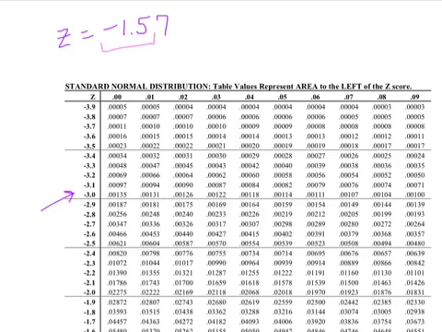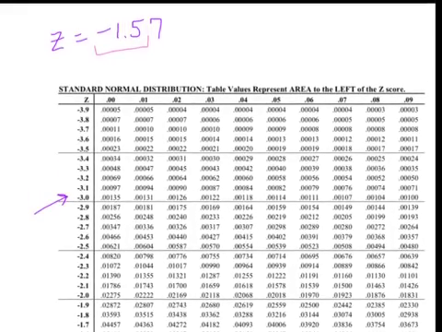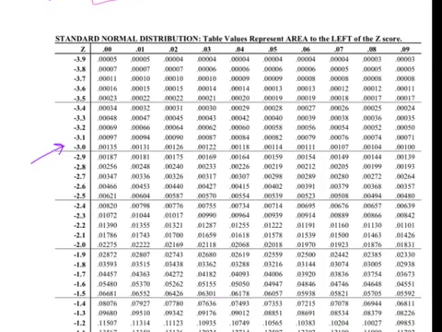All right, so z-score, negative 1.5 row. We've got to scroll down until we get to the negative 1.5 row. And that is right here, negative 1.5. And then the z-score was negative 1.57, so here is where we have a 7 in the hundredths place. Those two, the row and the column, meet at that number right there.